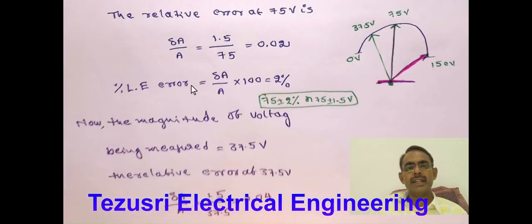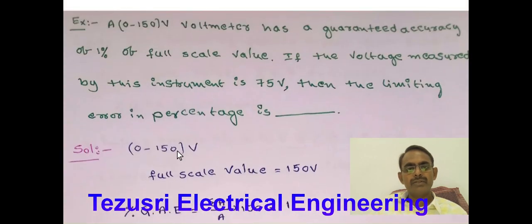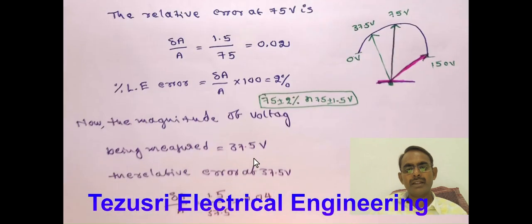Percentage of limiting error equals relative error at 75 volts by true value 75 volts into 100. We get 2%. That means when we measure 75 volts from a measuring instrument, a 0 to 150 volts voltmeter, we get 75 plus or minus 2%, or 75 plus or minus 1.5 volts.